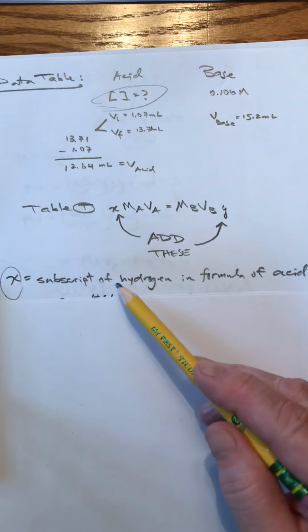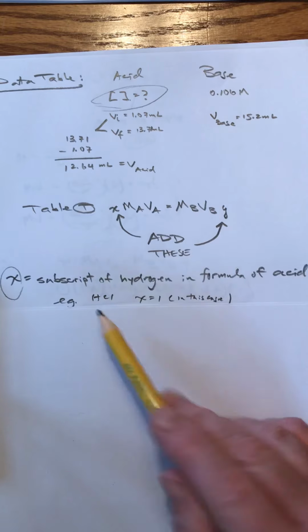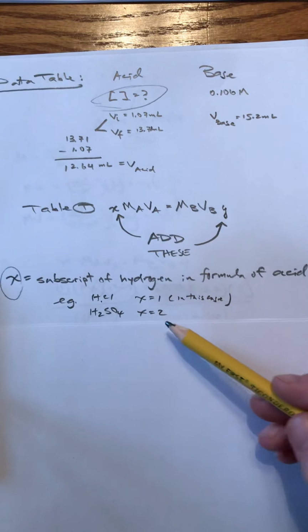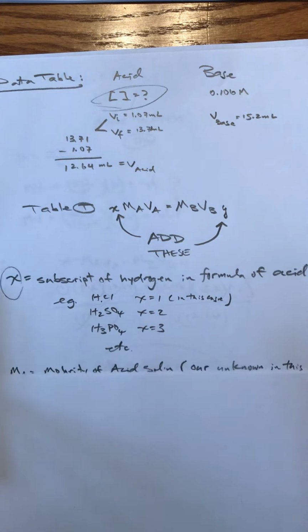So you're going to add those to your thing. X is the subscript of the hydrogen in the formula of the acid. So HCl, in our case, X is 1. There's really a 1 here. If it was H2SO4, X would be 2. If it was H3PO4, X would be 3. You get the point. It's the subscript on the hydrogen in the acid.